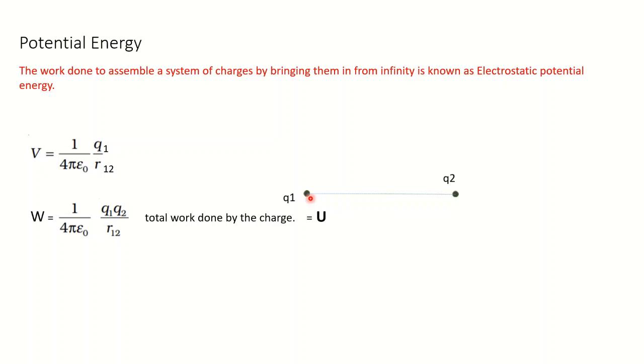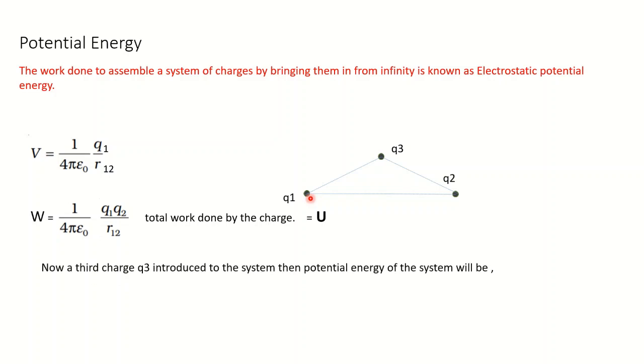So let's make it a little more complex by introducing a third charge Q3. Now when Q3 appears, it is going to experience the field due to Q1 and also the field due to Q2. And hence the total potential energy of the system will be, as you can see, the potential energy due to the presence of Q1 and Q3, plus the potential energy due to the presence of Q2 and Q3, and also due to the presence of Q1 and Q2. Hence the total potential energy becomes the sum of all the possible combinations of potential energy within the system, and hence we obtain the potential energy of a three-charge system. It can also be obtained for an n-charge system.